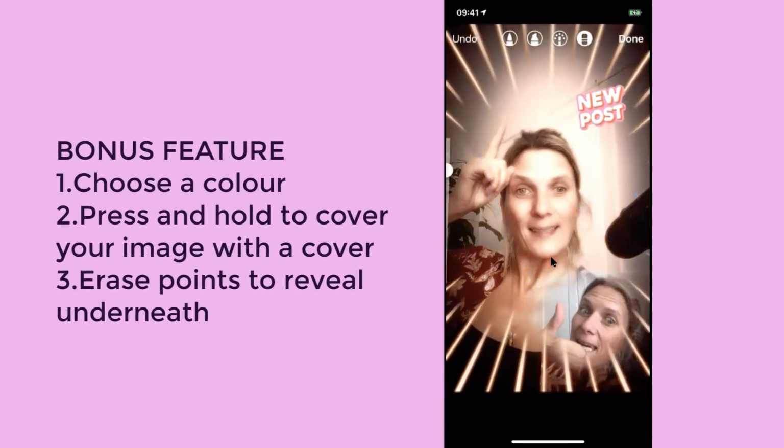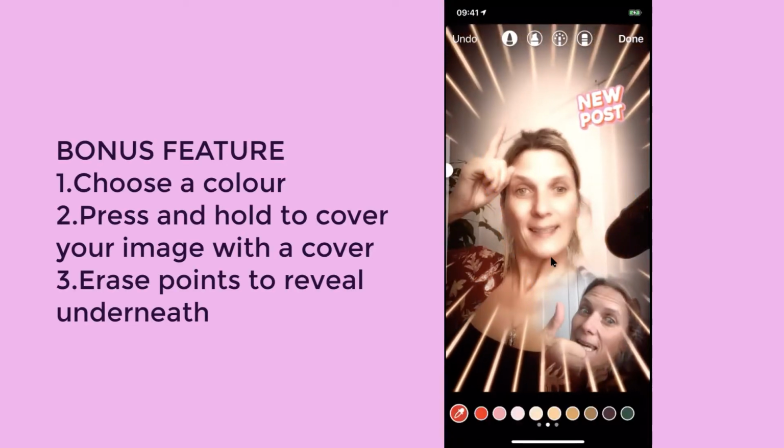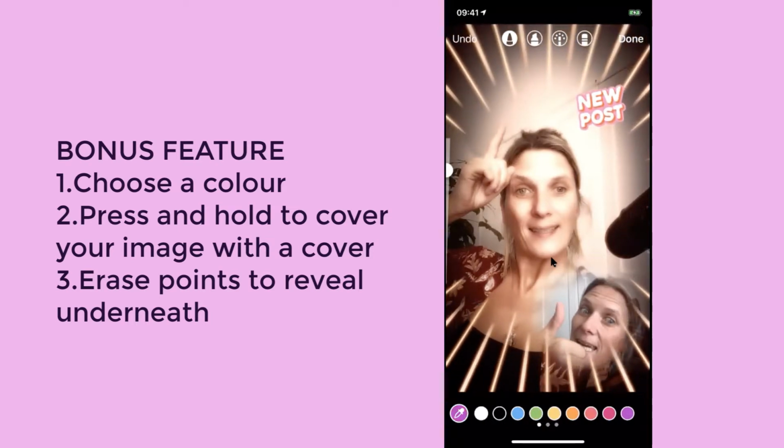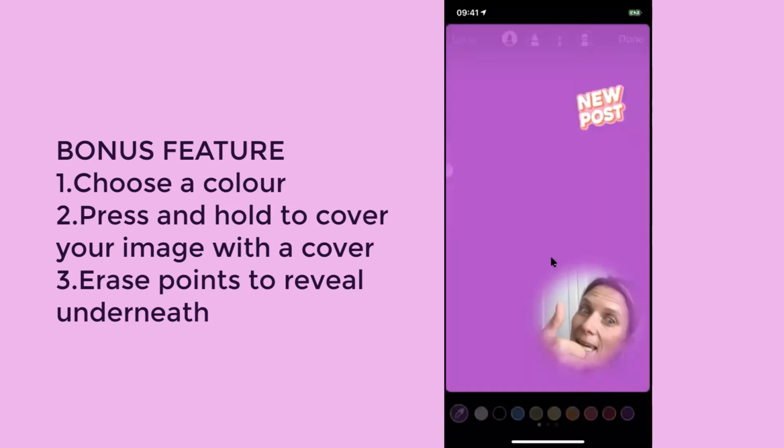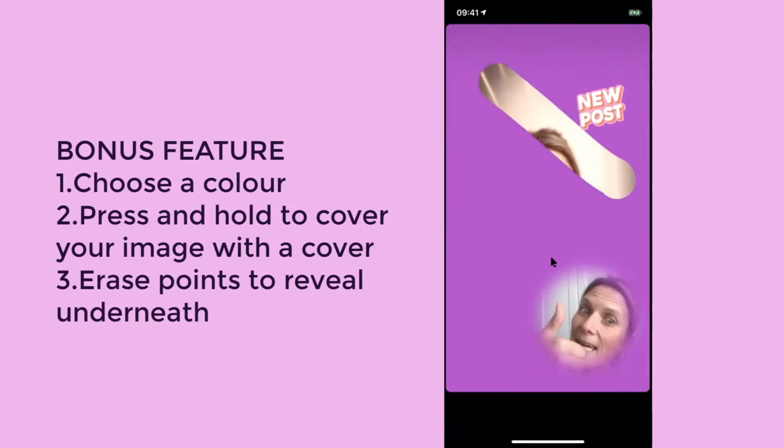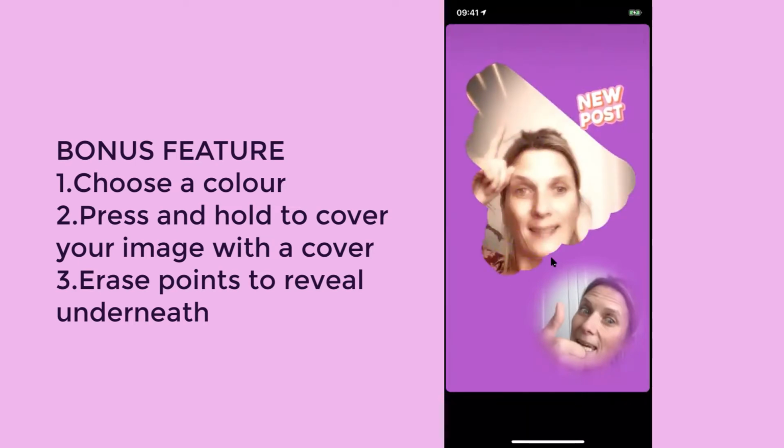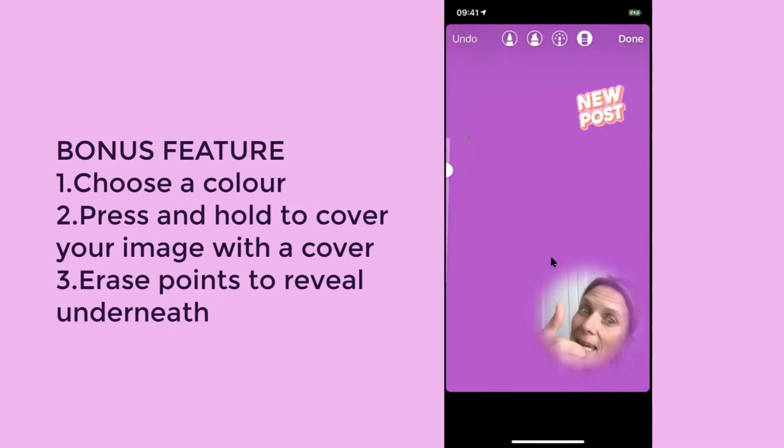This feature is also really good if you want to show a surprise, because what you can do with the pencil one, you can choose a colour. Let's get a really wacky colour. Press and hold on the screen and it will make the whole screen go purple. Then you can use your eraser and just rub out a little bit of the picture. So that's really good as well. You can click undo if you make a mistake on anything, and that's a really good feature to do.